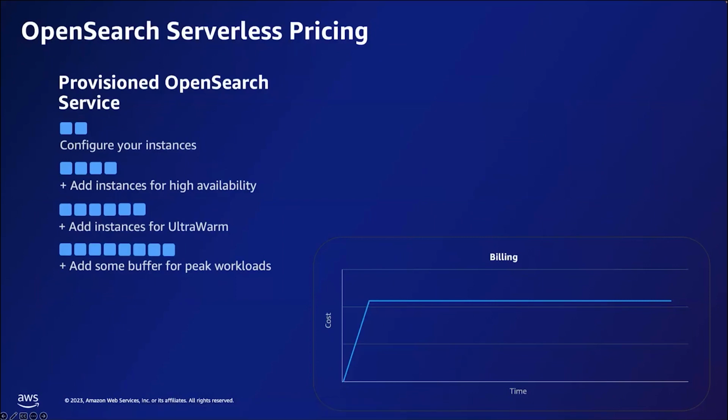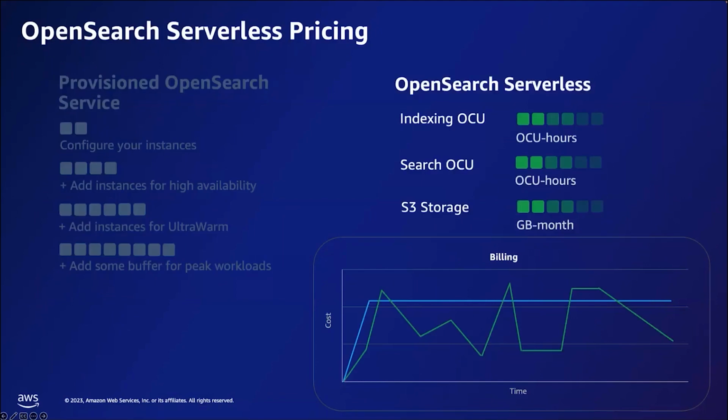So JJ, could you please hit next on that one? Yeah. So on the serverless side, you are charged by the indexing and search OCU along with the storage cost, which is the S3 storage. And if you look at the charts at the bottom, serverless pricing is not going to be constant and it will have peaks and valleys depending upon your workload. Whereas in managed service, you see a flat cost depending upon what you have provisioned.